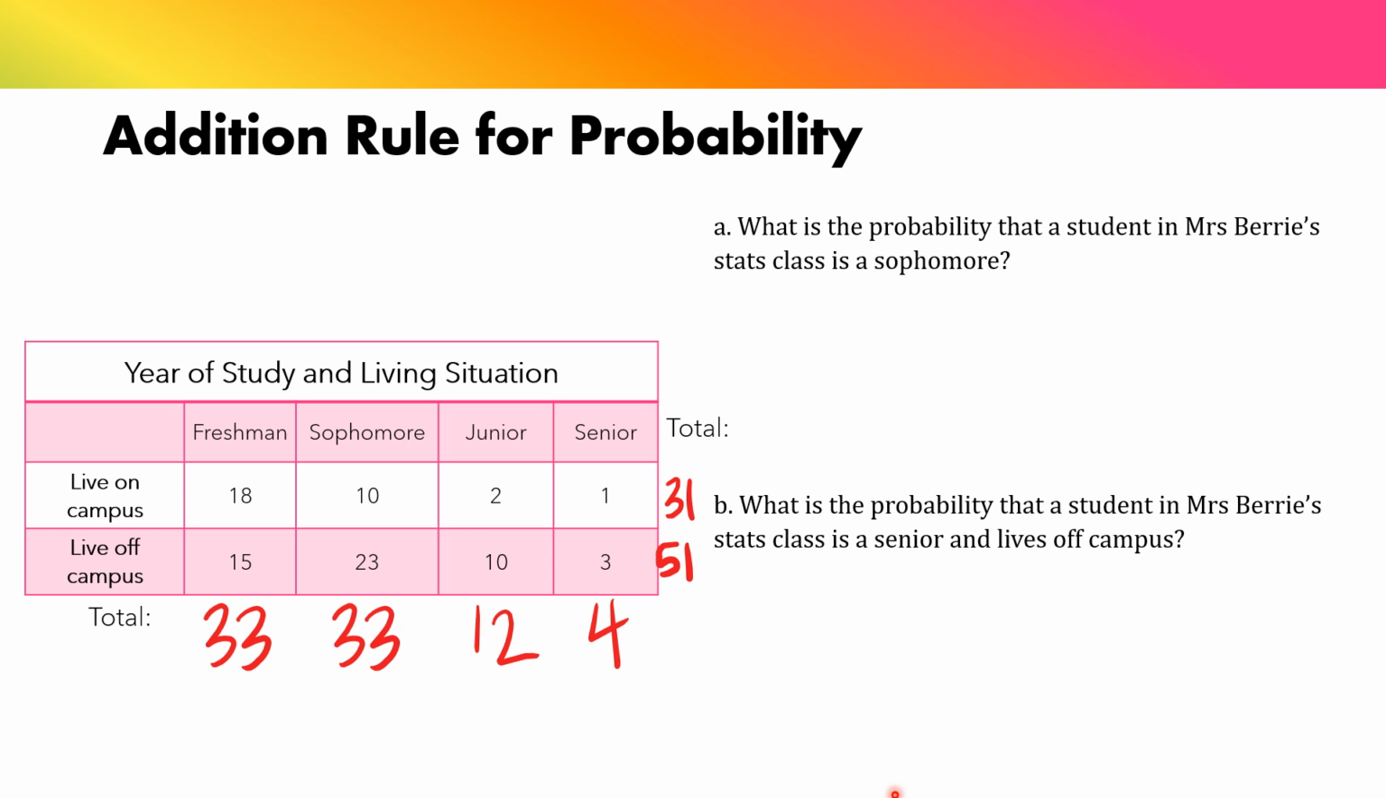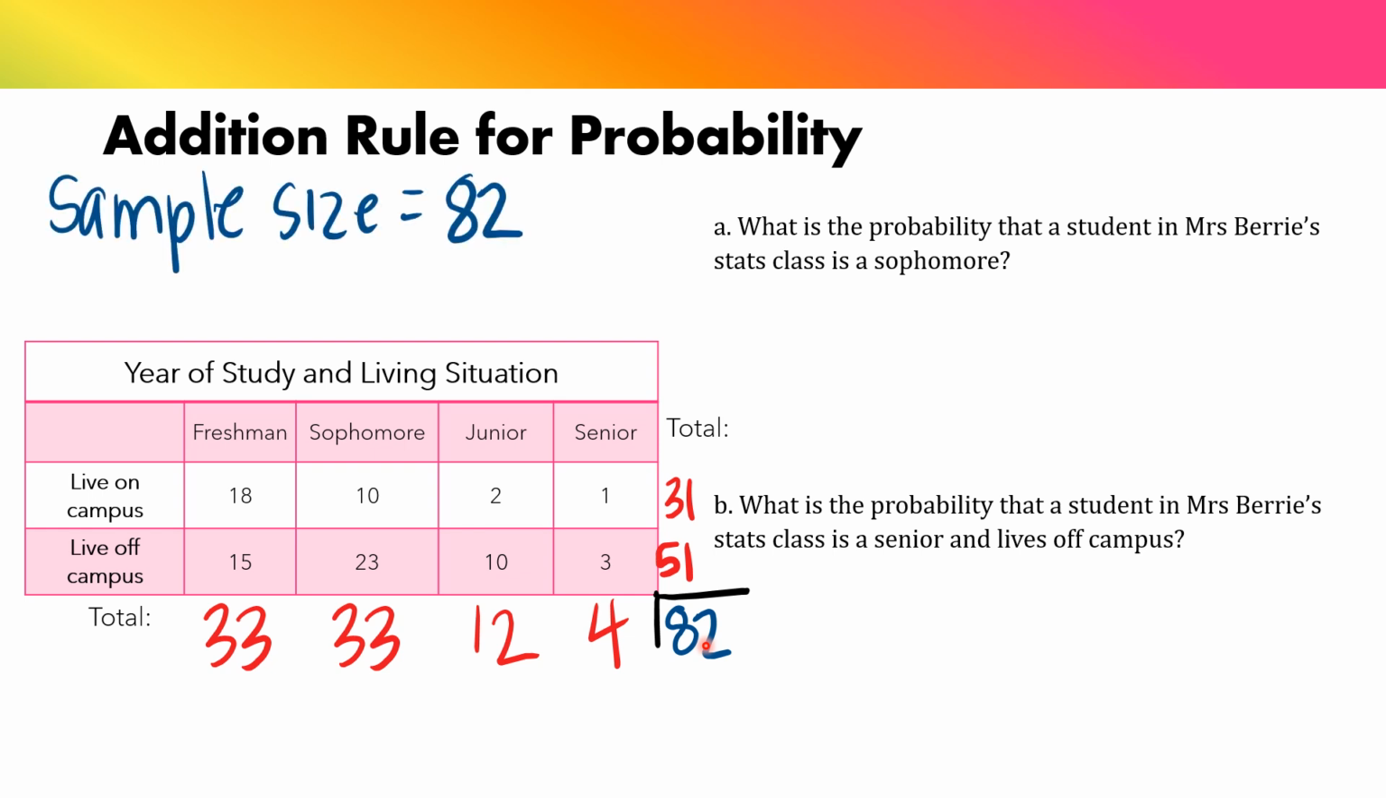Now that I've totaled up my rows and my columns, I can get the total sample size just by adding those up. They should add to the same value. So 31 and 51 need to add to the same value as 33 plus 33 plus 12 plus 4. Otherwise, you added something up wrong. 31 plus 51 is 82. And then 33 plus 33 is 66, plus 4 would be 70, plus 12 is 82. Both of those add up to 82. So perfect, we know our sample size is 82.